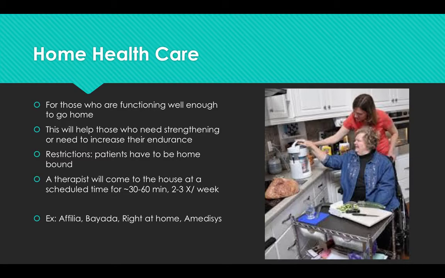There are restrictions to this, though. The patient is having to remain homebound, so these patients can't go to church, they can't go out and get their own groceries. The only reason they should be able to leave is to go to a doctor's appointment. So with this, the therapist comes to the house about 30 to 60 minutes, 2 to 3 times a week.